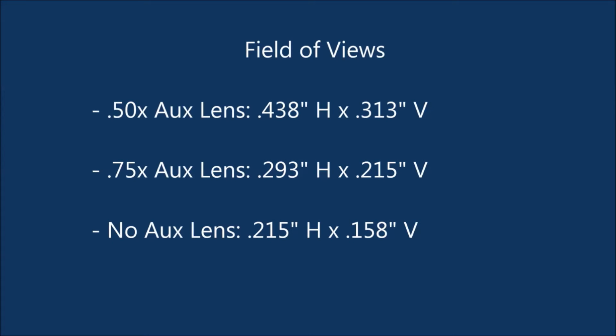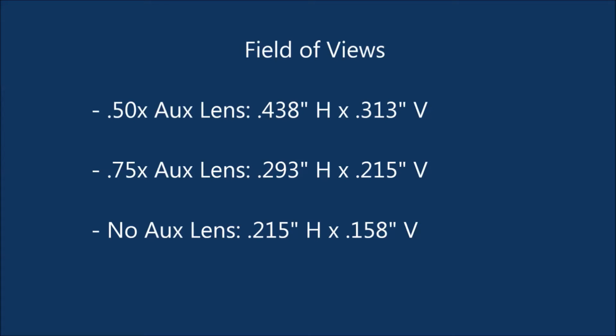For the 0.5x auxiliary lens, the field of view is 0.438 inches horizontal by 0.313 inches vertical. For the 0.75x auxiliary lens, the field of view is 0.293 inches horizontal by 0.215 inches vertical. And for the no auxiliary lens configuration, the field of view is 0.215 inches horizontal by 0.158 inches vertical.